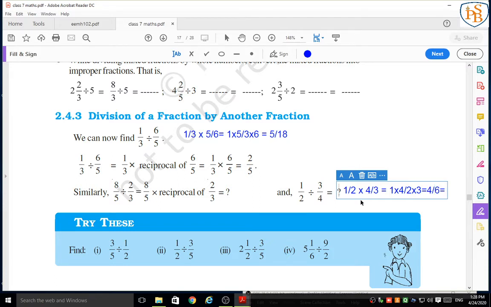Look here again, both are even numbers, and we can find the reduced form easily, and both numbers come in the table of 2. So by dividing by 2 we get the answer: 2 twos are 4, 2 threes are 6. So here is the answer.